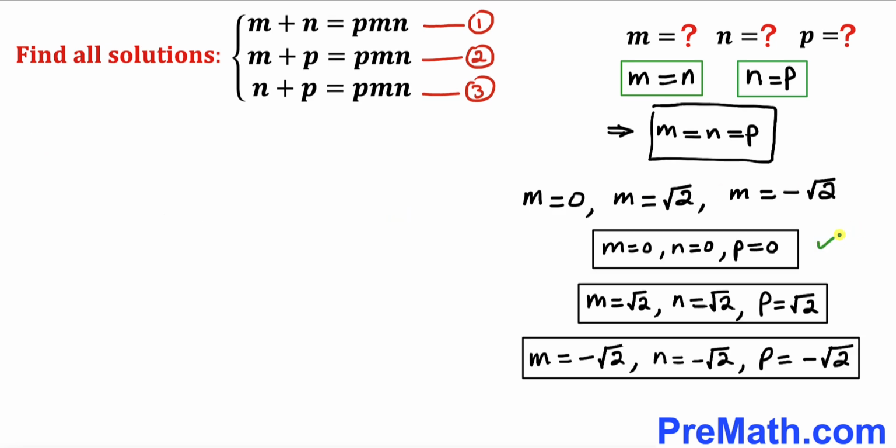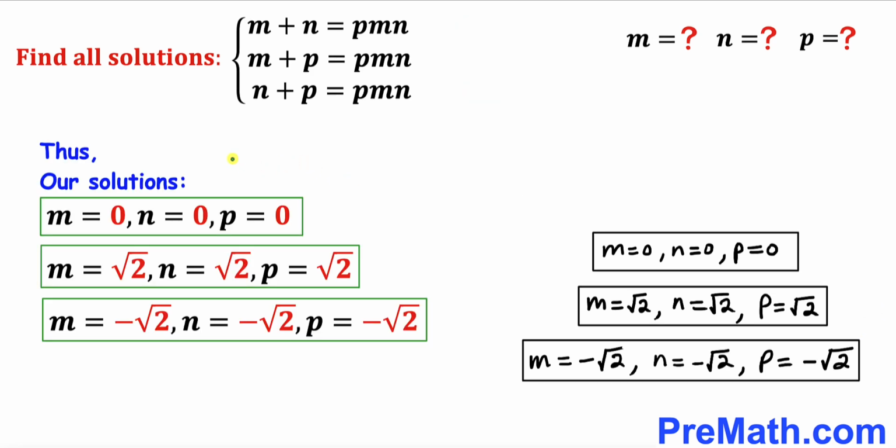And here we end up with these three sets of solutions, and thus here are our complete sets of solutions. The first one is m equals 0, n equals 0, and p equals 0. The second set of solutions is m equals square root of 2, n equals square root of 2, and p equals square root of 2 as well. And finally, this last solution is m equals negative square root of 2, n equals negative square root of 2, and p equals negative square root of 2 as well. And that's our final answer.